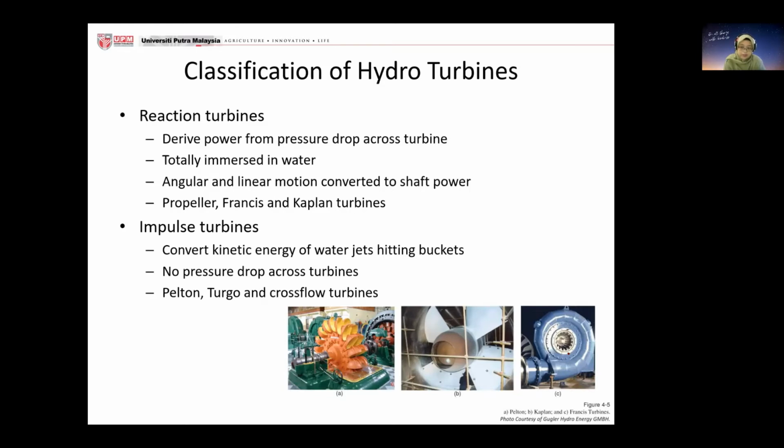In contrast, we have impulse turbines, which convert the kinetic energy of water jets hitting the buckets. Usually these turbines have buckets like this. FYI, this is a Pelton turbine. You can notice the buckets there. The water flow falls onto the buckets and turns them. In this type of turbine, there's no pressure drop. And the movement generates the electricity.